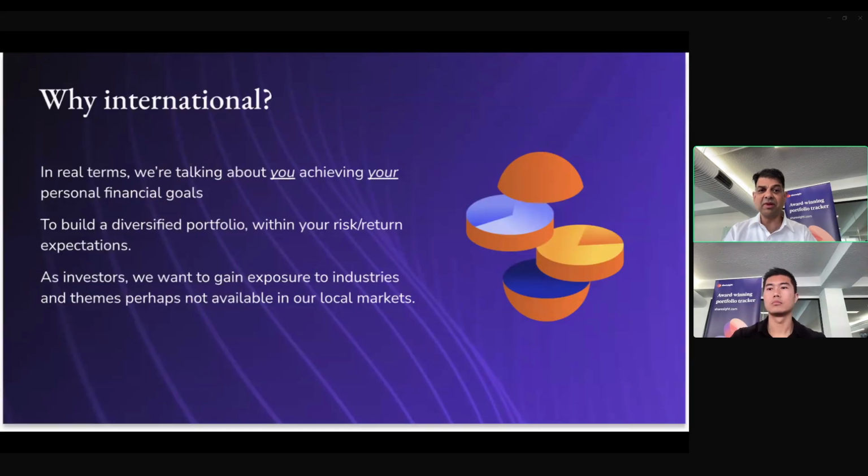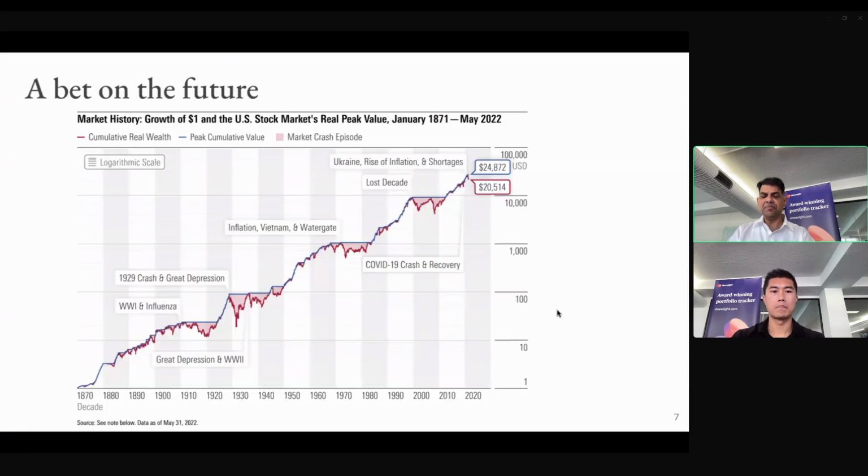Similar to the previous slide, one is the size. Two is really to build a risk return expectation. You want to gain exposure to certain industries that are probably not accessible here in Australia, at least directly. And we'll go through some of those things. And the other part of it is simply what is your return?